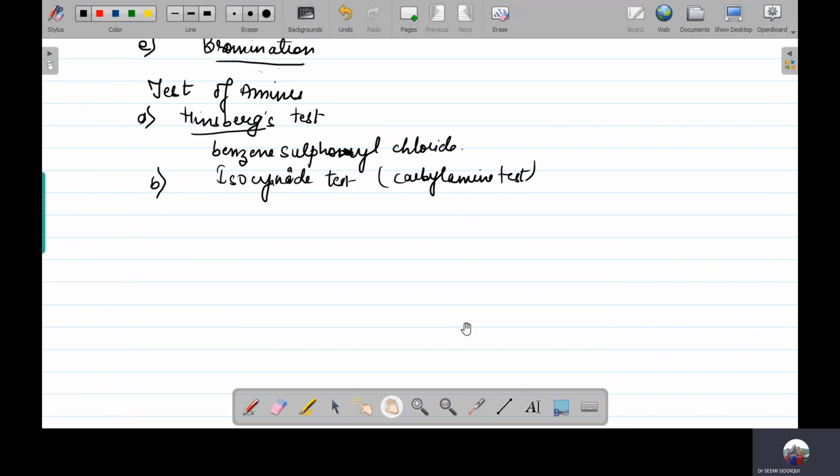Just keep in mind that it involves a reaction of any aromatic primary amine with HNO2 at a temperature of 273 to 278 Kelvin, followed by treatment with an alkaline solution of 2-naphthol, where a brilliant yellow, orange or red colored dye is obtained. With this, we finish the recapitulation of our amines.